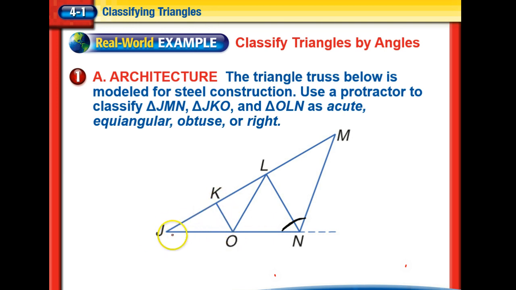JKO is right here. And again, I'm pretty sure, I can't know for a fact without getting a protractor, but I'm pretty sure that looks like a corner of a piece of paper, which makes that 90 degrees, which would make that a right triangle. And OLN, all 3 of these angles here look about the same. So I'm going to say that that is probably an equiangular triangle.